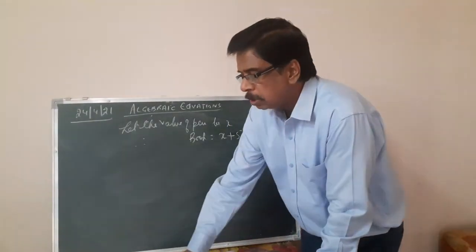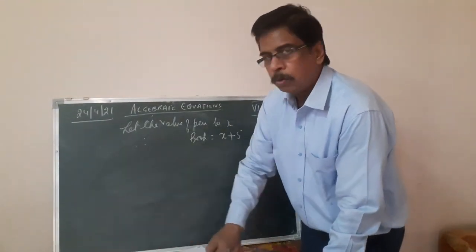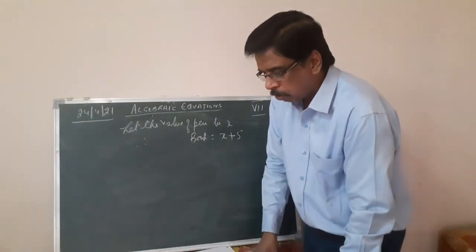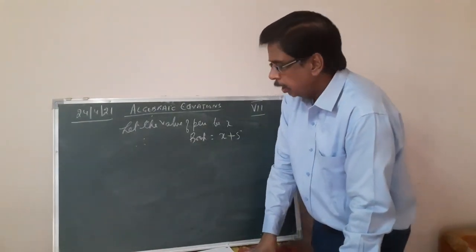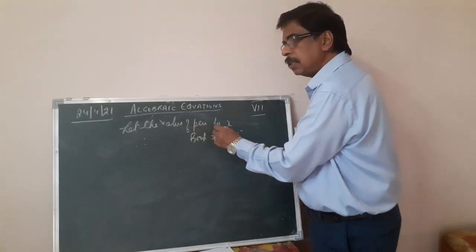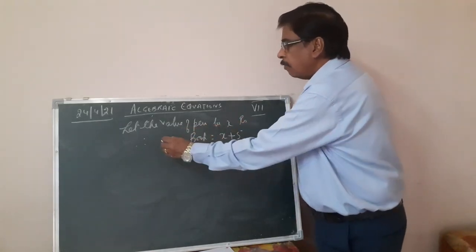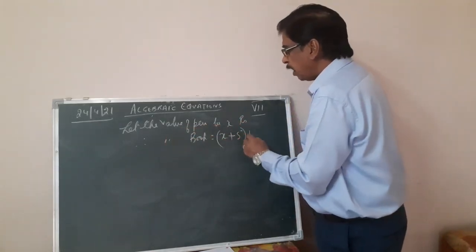This is how equations are made. You have to understand this. Equations are made on this basis. So, if the value of the pen is x, or we call x rupees, then the value of the book will be x plus 5 rupees.